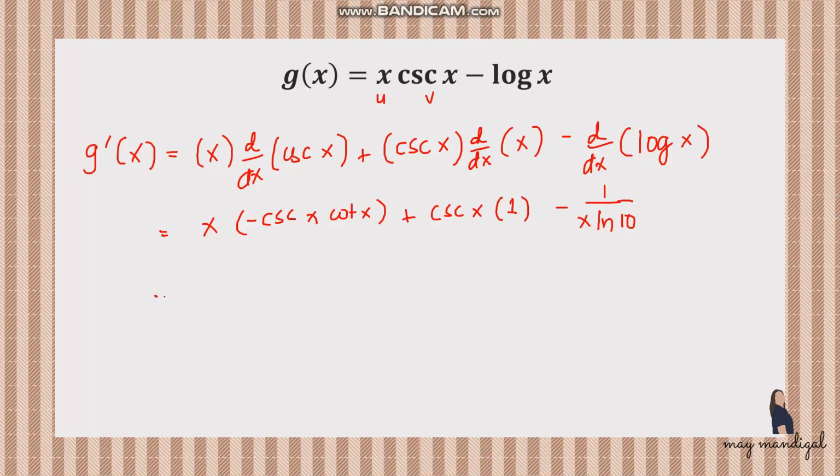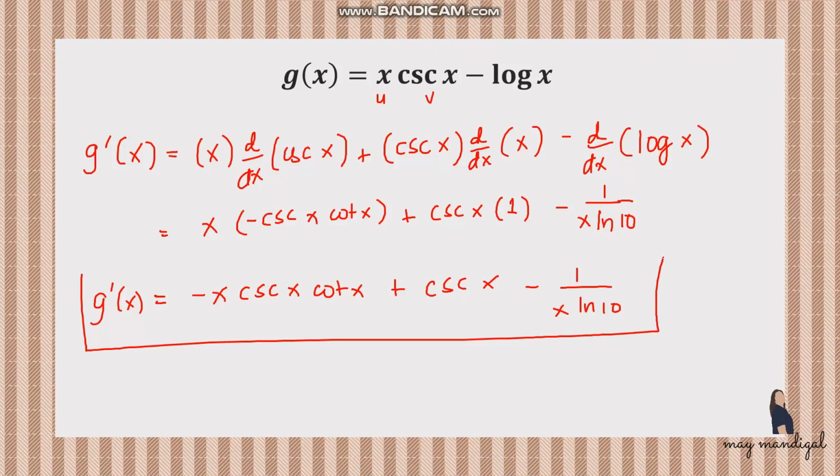And then let's just simplify this. So the negative sign, we will just multiply it with the x. So negative x cosecant of x cotangent of x plus, this is cosecant of x minus 1 over x ln of 10. So this is now our final answer. So this is now the derivative of our function.